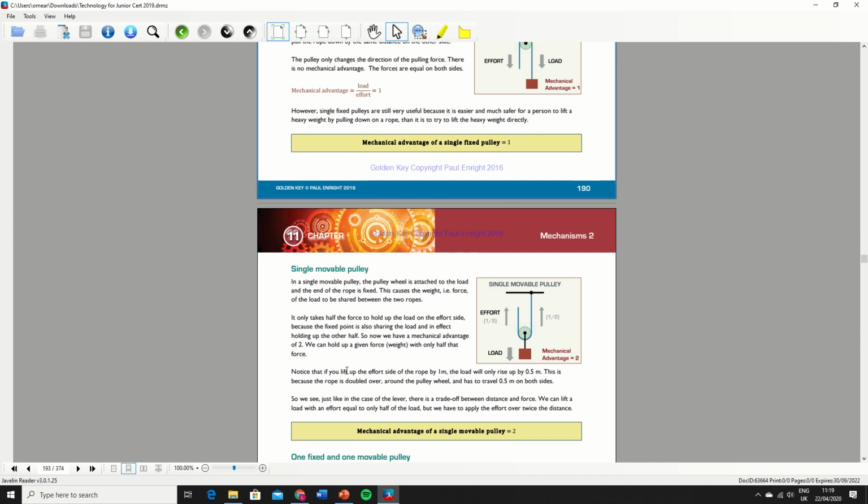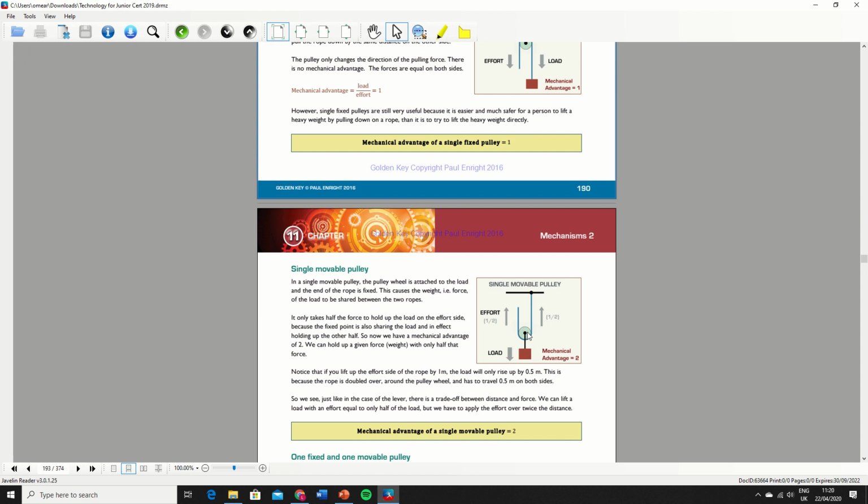Notice that if you lift up the effort side of the rope by 1 meter, the load will only rise by 0.5. This is because the rope is doubled over, okay? So there are advantages and disadvantages. It is half the weight, but because it's split over the 2 ropes, we have to double the distance we pull in order to move it, okay?